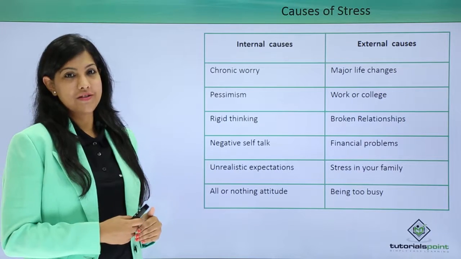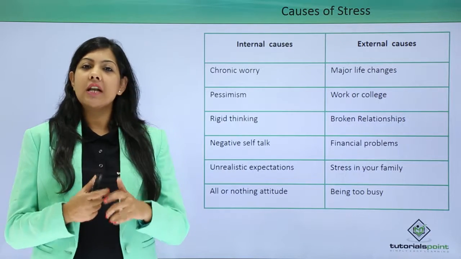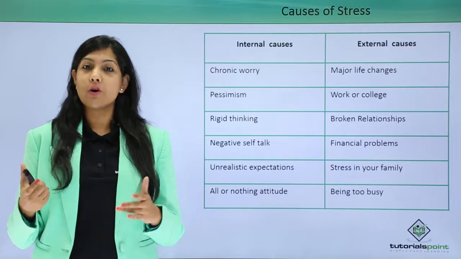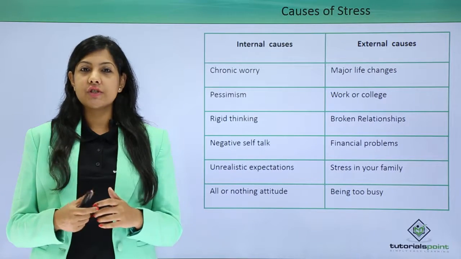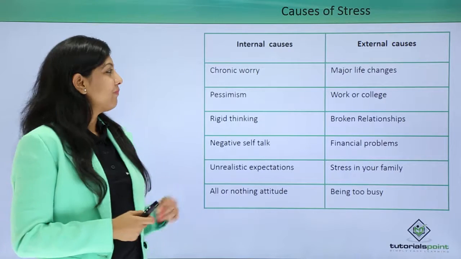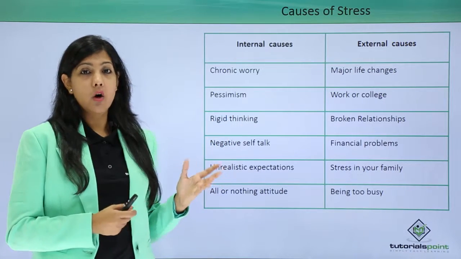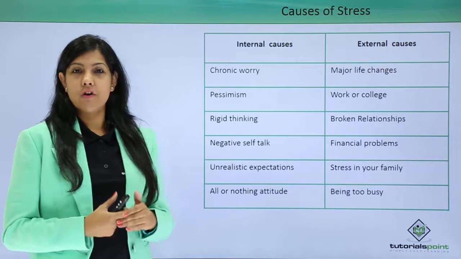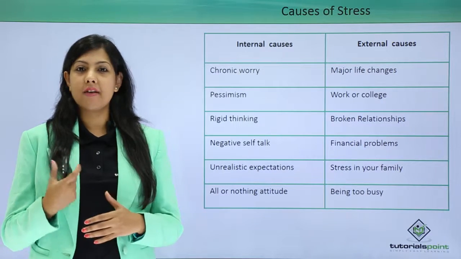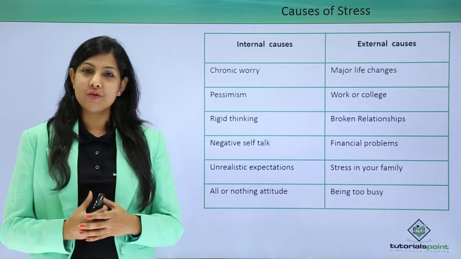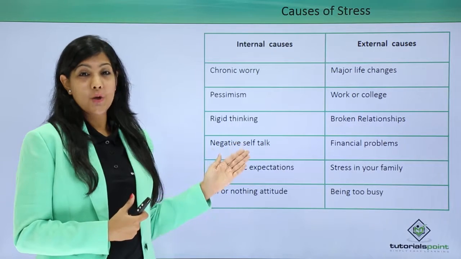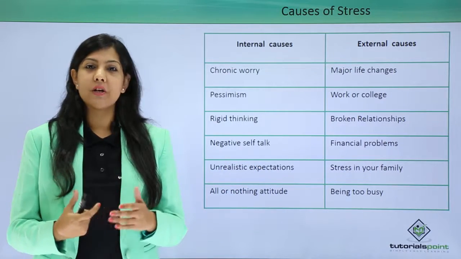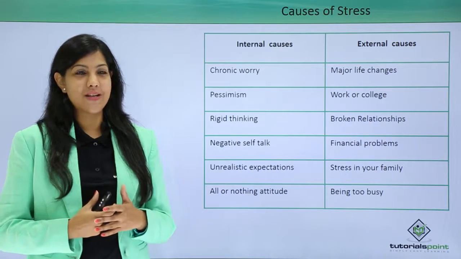Let's now come to external causes. Some of the external causes are major life changes. There might be a marriage on the card, or there might be a change of city, change of country, or even a job change. These are major life changes which can affect you in your stress. Work or college, you might be working or you might be in college, and that might also be stressful. Broken relationships, again a big cause of stress. You might be undergoing a marriage or you might be having a divorce or separation, which also can be stressful. Financial problems, a major cause of stress in today's lifestyle. Stress in your family. Any member of your family might be stressed out because of which you get affected, and that's an external cause of stress.